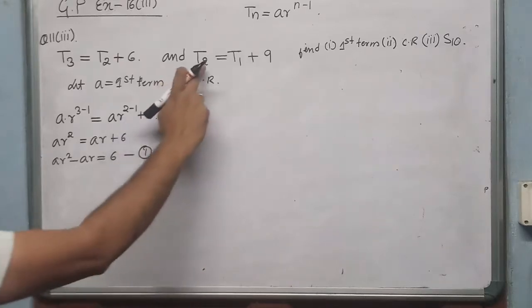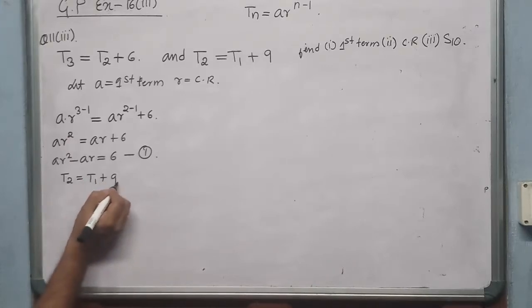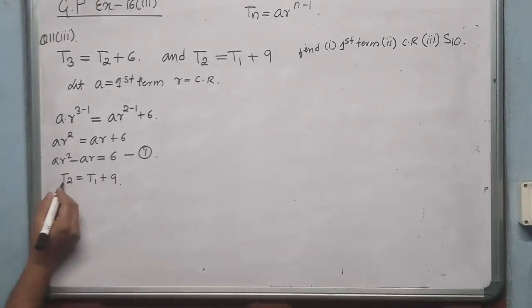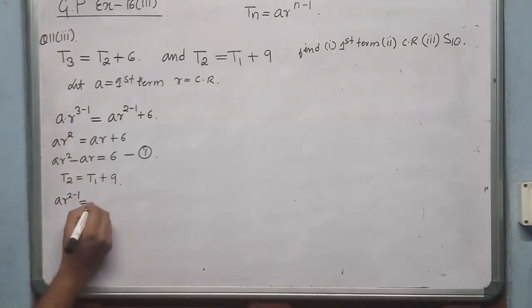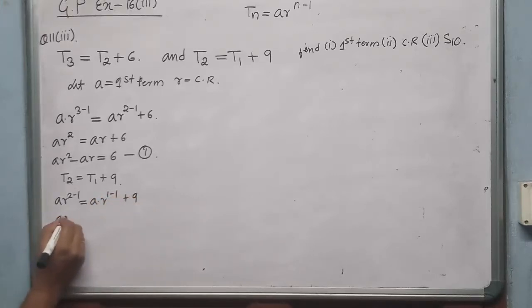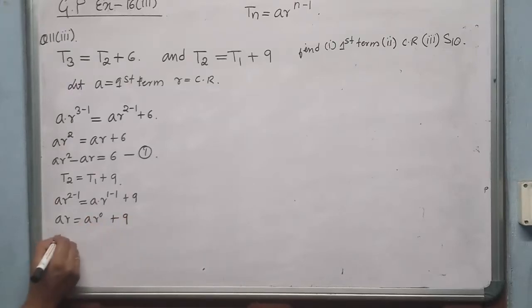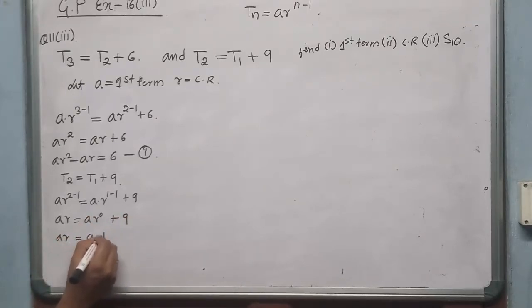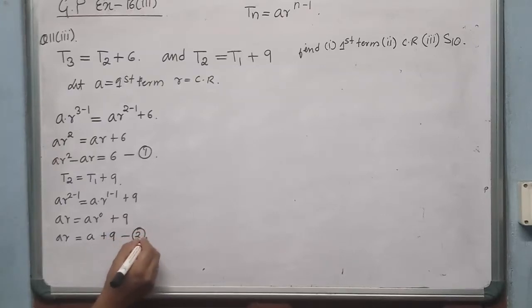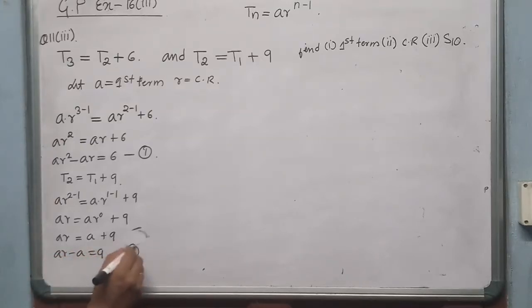Similarly, T2 is equal to T1 plus 9. T2 is A r to the power 2 minus 1, which is equal to T1, A r to the power 1 minus 1, plus 9. A r to the power 0, anything to the power 0 is 1, so it is A plus 9. Sorry, I'll bring this A from the right hand side to the left hand side: A r minus A equals 9. Let it be equation number 2.